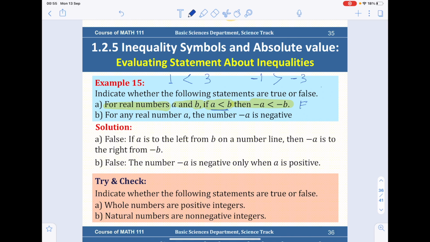Now, for any real number A, the number negative A is negative. This is also false, not necessarily. If A equals negative 1, negative A equals negative of negative 1, which is 1. And 1 is not negative, 1 is positive. Okay?